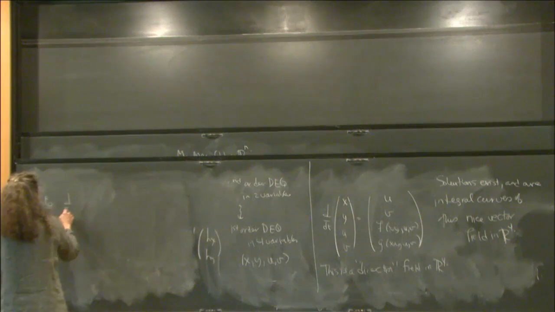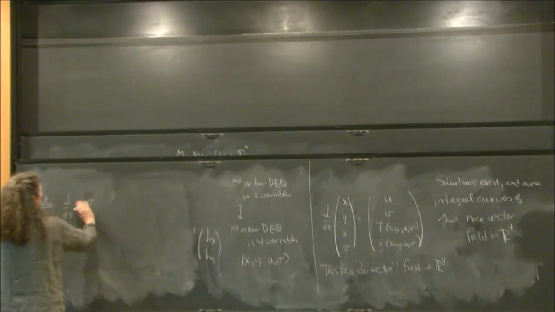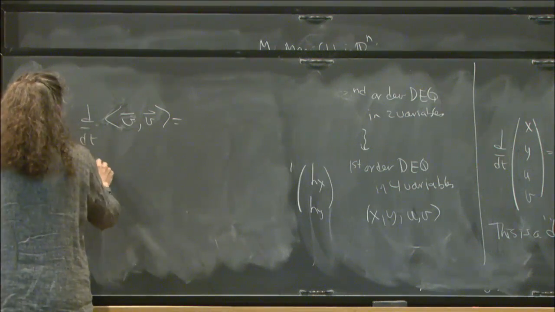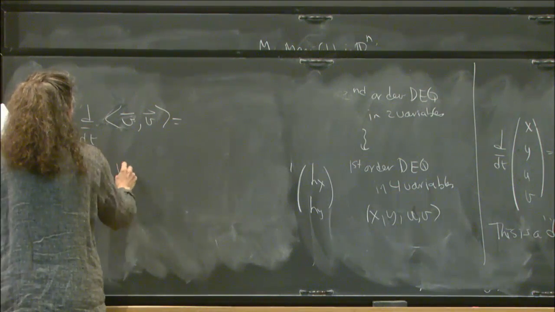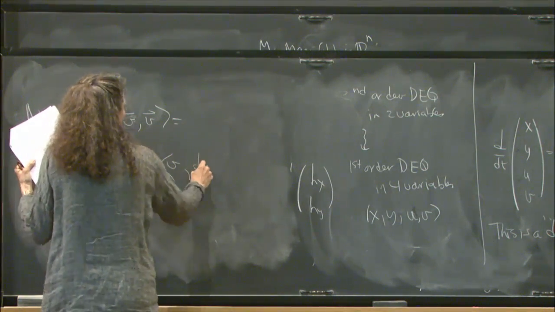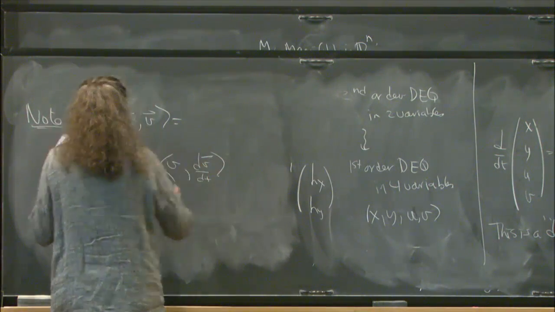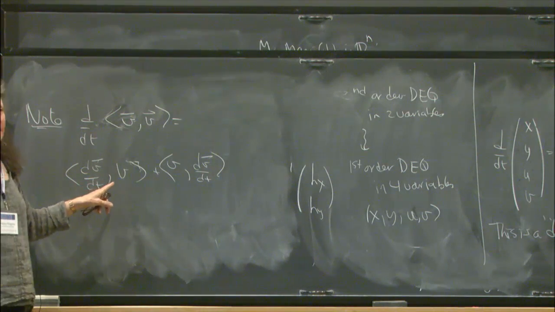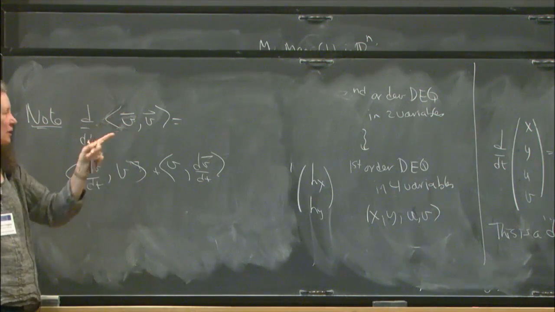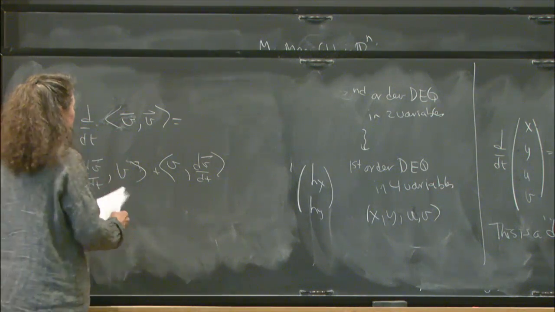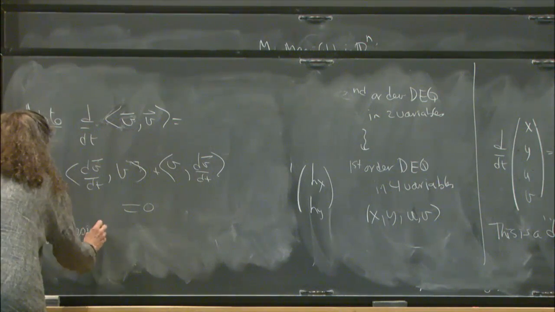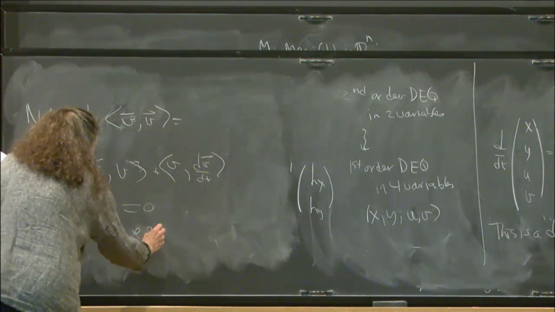So d by dt of the inner product of the velocity with itself is dv/dt times v, plus v times dv/dt. If the acceleration is perpendicular to the manifold, it's certainly perpendicular to the tangent vector, because the tangent vector is along the curve, and these are both 0. So that means it's constant speed. So geodesics have constant speed.